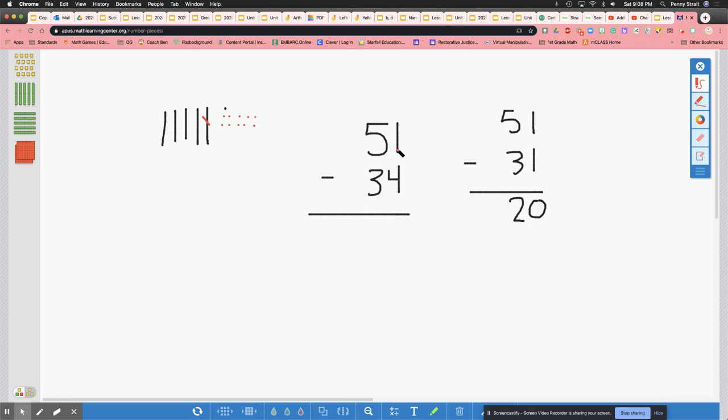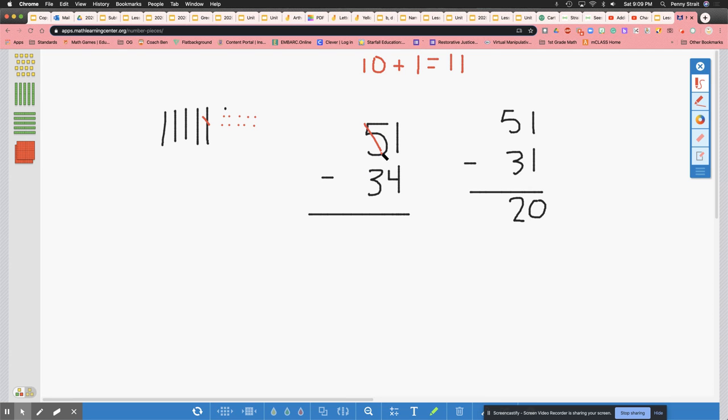If I had 1, but I brought a 10 over, that's going to be 10 ones that I added. But how many did I still have? I already had 1. So when we add that together, we're going to get 11. Let's model that. Let's work on this now on our equation.